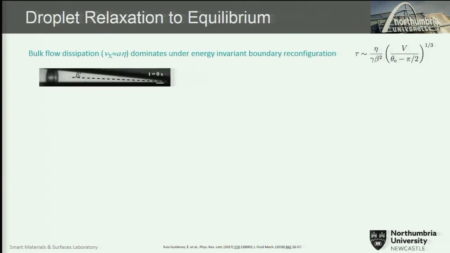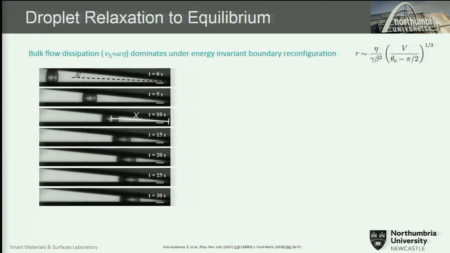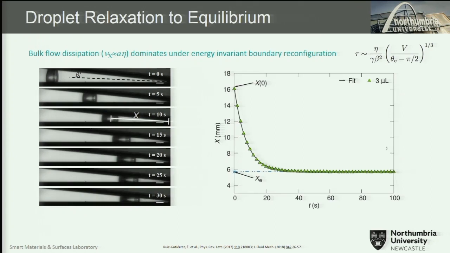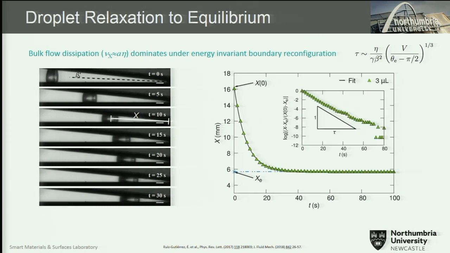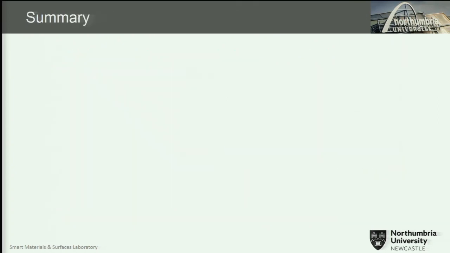So you can do the experiment. Here we have a droplet in a wedge looking sideways. You suddenly move the plates. So you either open the angle and move them apart, and then you wait and see where the droplet relaxes to, you measure the position, and you get an exponential relaxation to the new equilibrium, and you can fit that and therefore obtain the relaxation time.